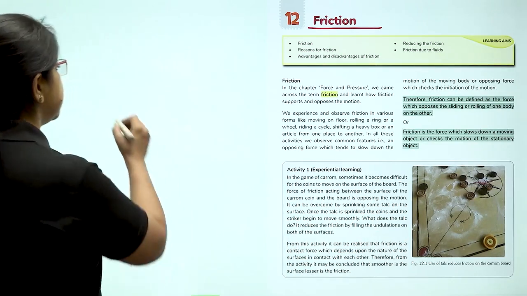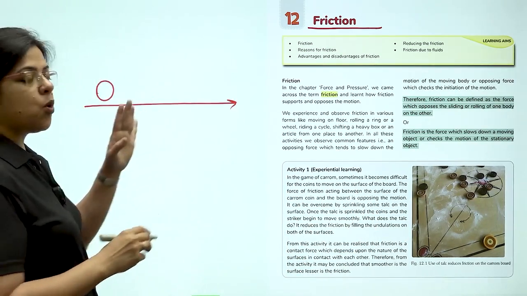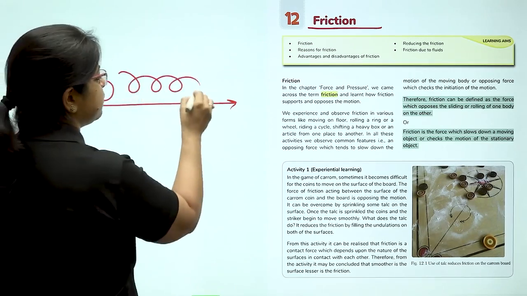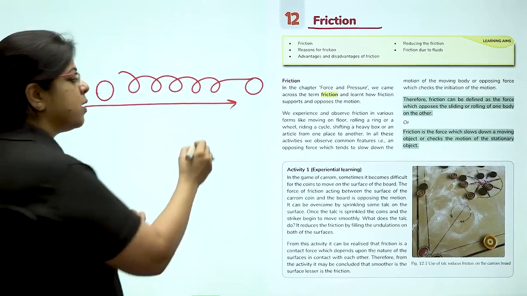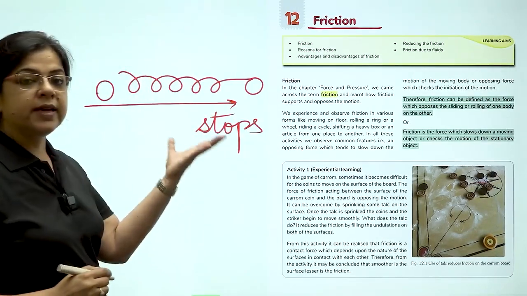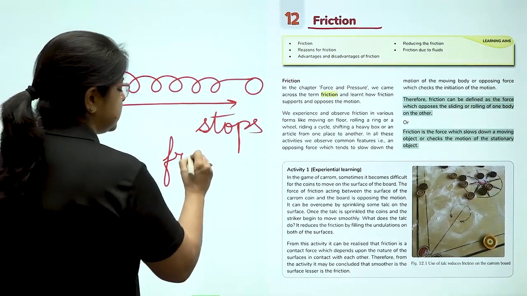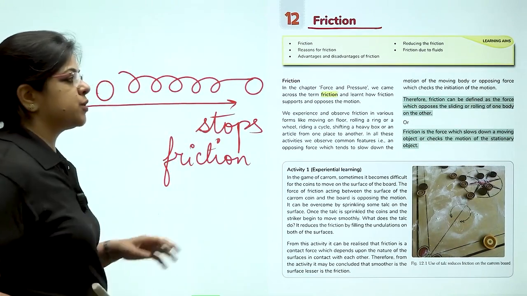For example, I roll a ball on the ground. Now this ball is going to continue rolling for some time until it finally stops. What is the force that stops the ball? This force is known as friction and it is a naturally occurring force.